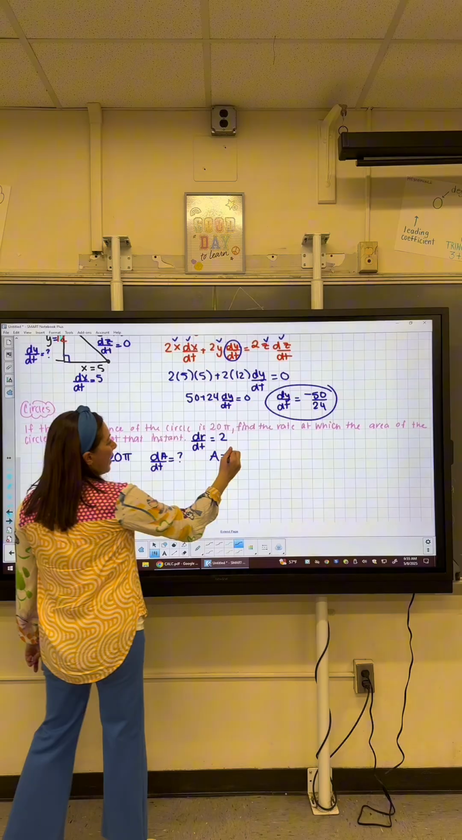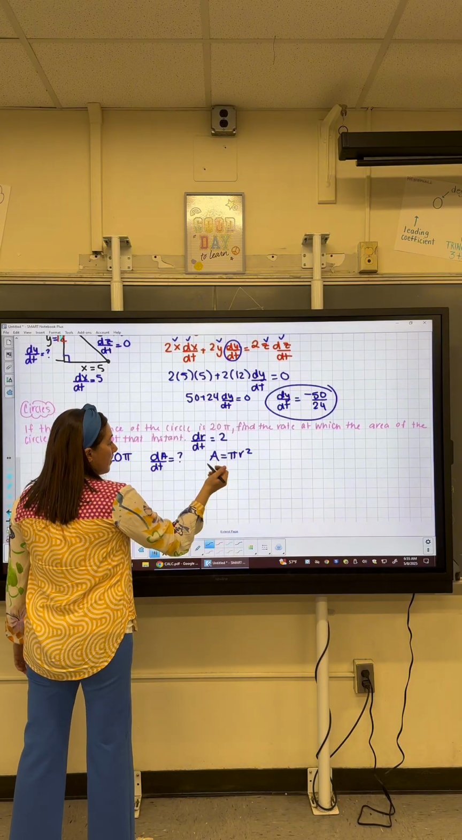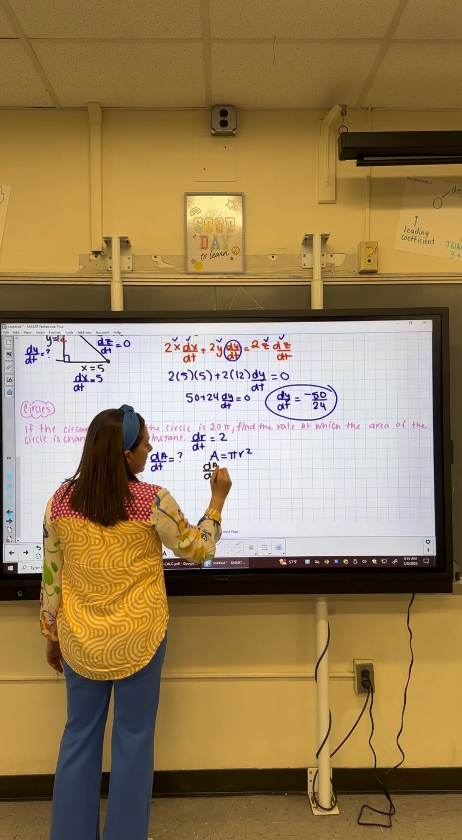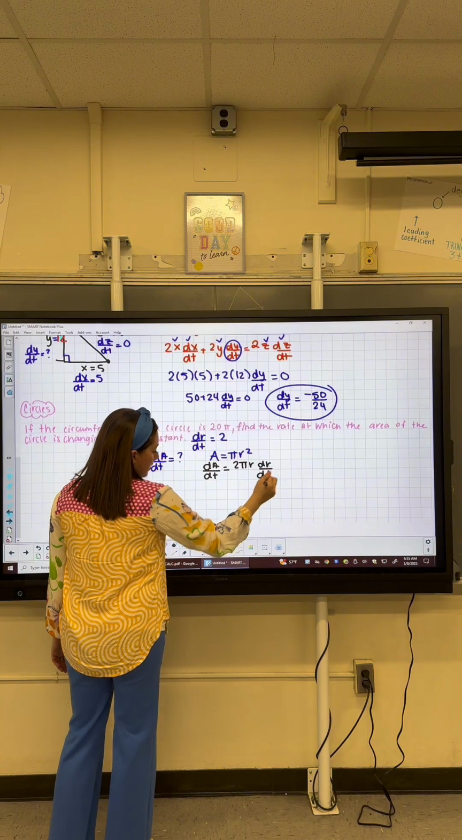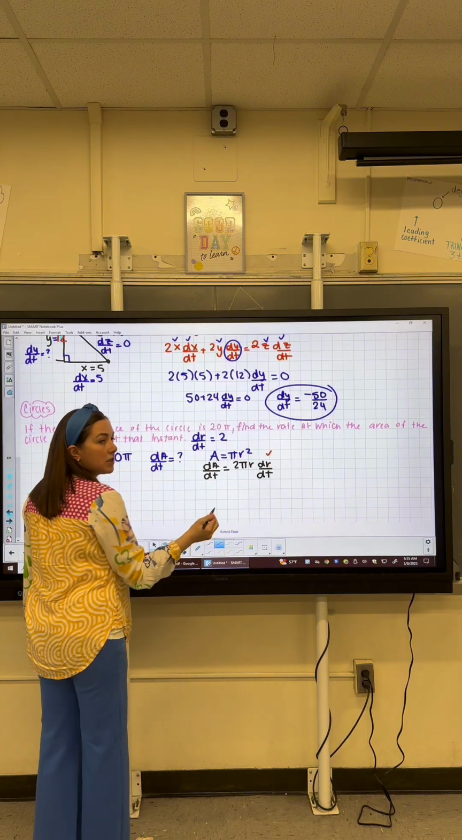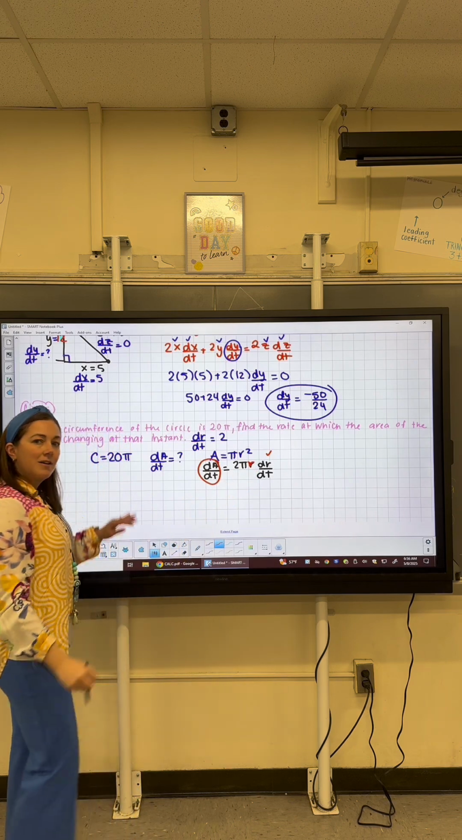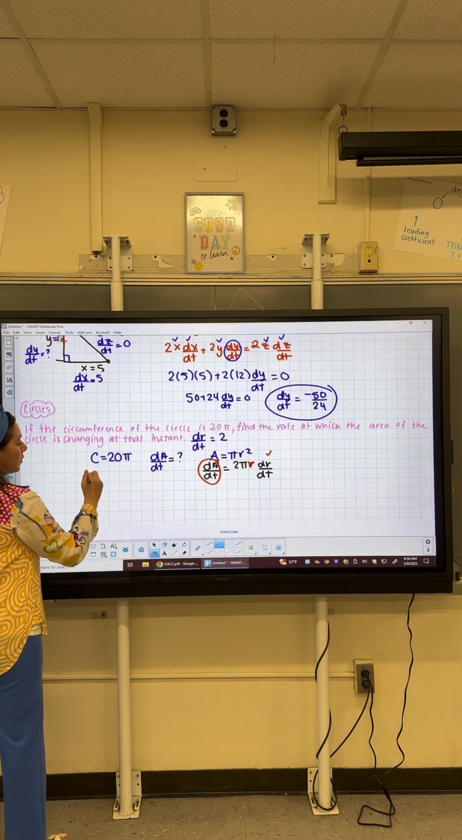So, starting with the area of the circle, area is pi r squared, because that's what they want you to find. Implicitly derive that so you can see what you need. dA dt is 2 pi r dr dt. Well, dr dt is given to you. They want you to find dA dt. You can find r by using their circumference formula. You need to know circumference is 2 pi r.